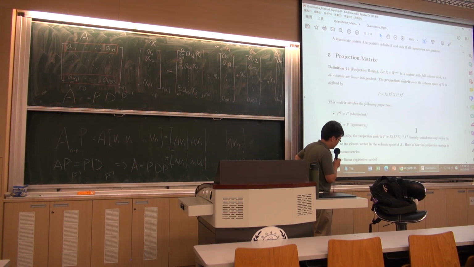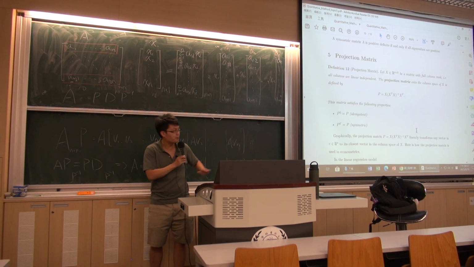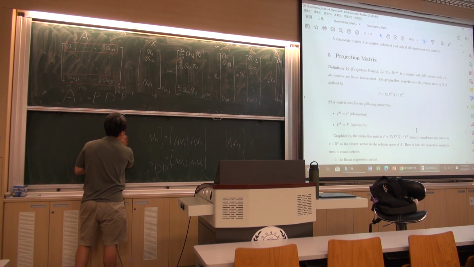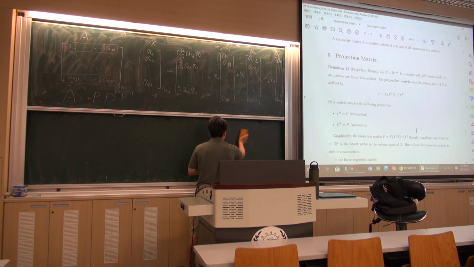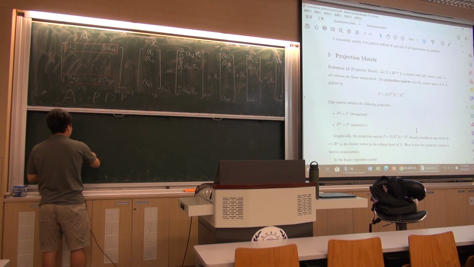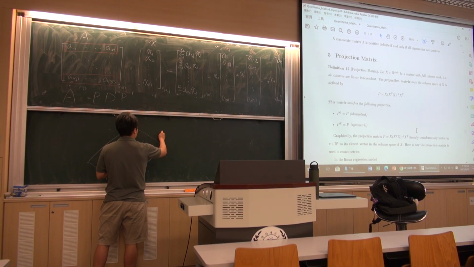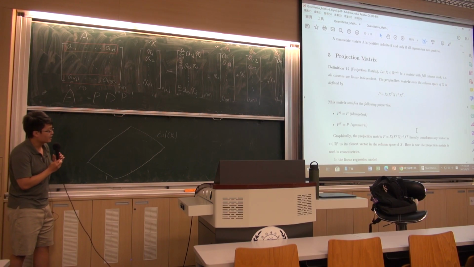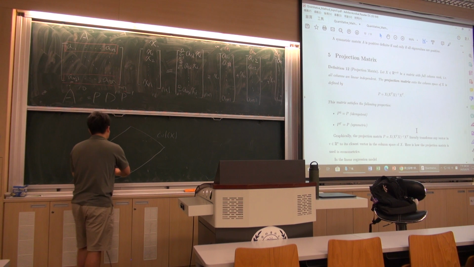What does this matrix do? This matrix P is going to project any other vectors onto the column space of X. So, for example, let's say that this plane is the column space of X. Now there's another vector going this way.